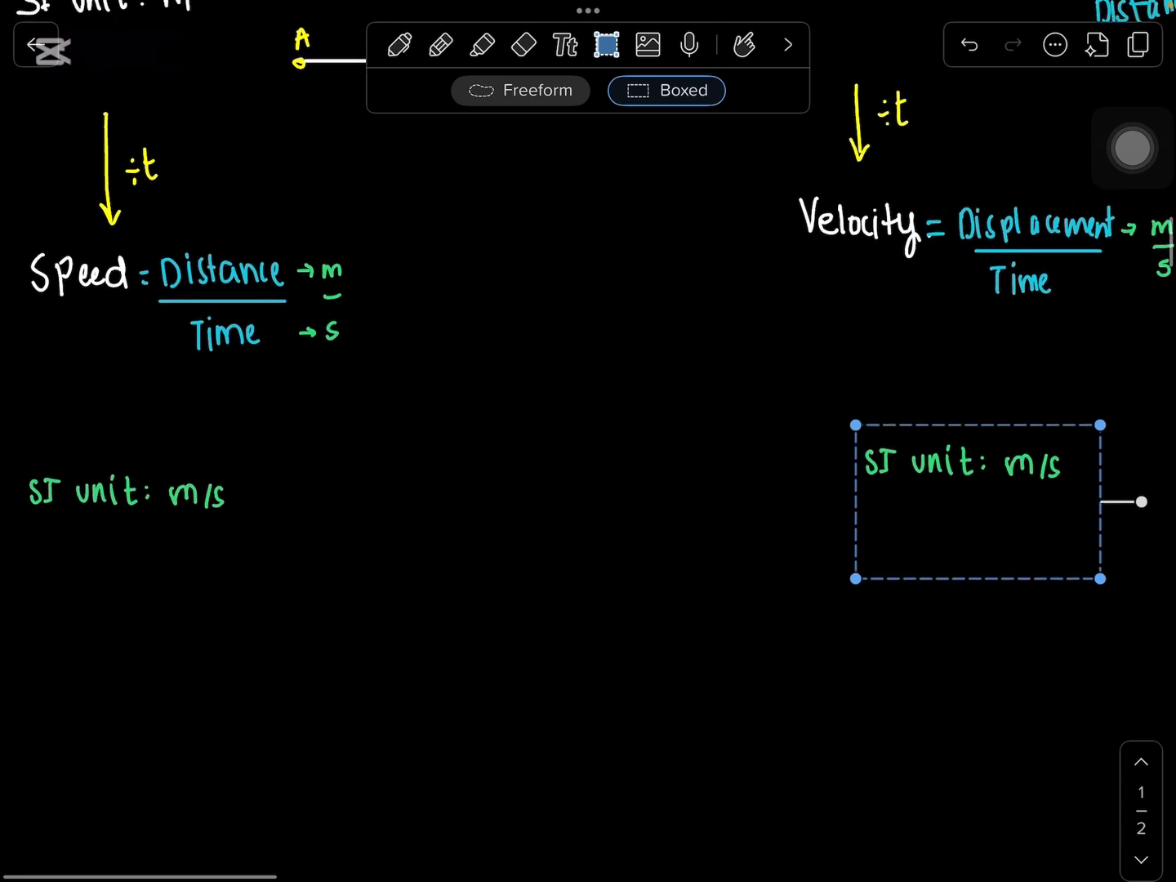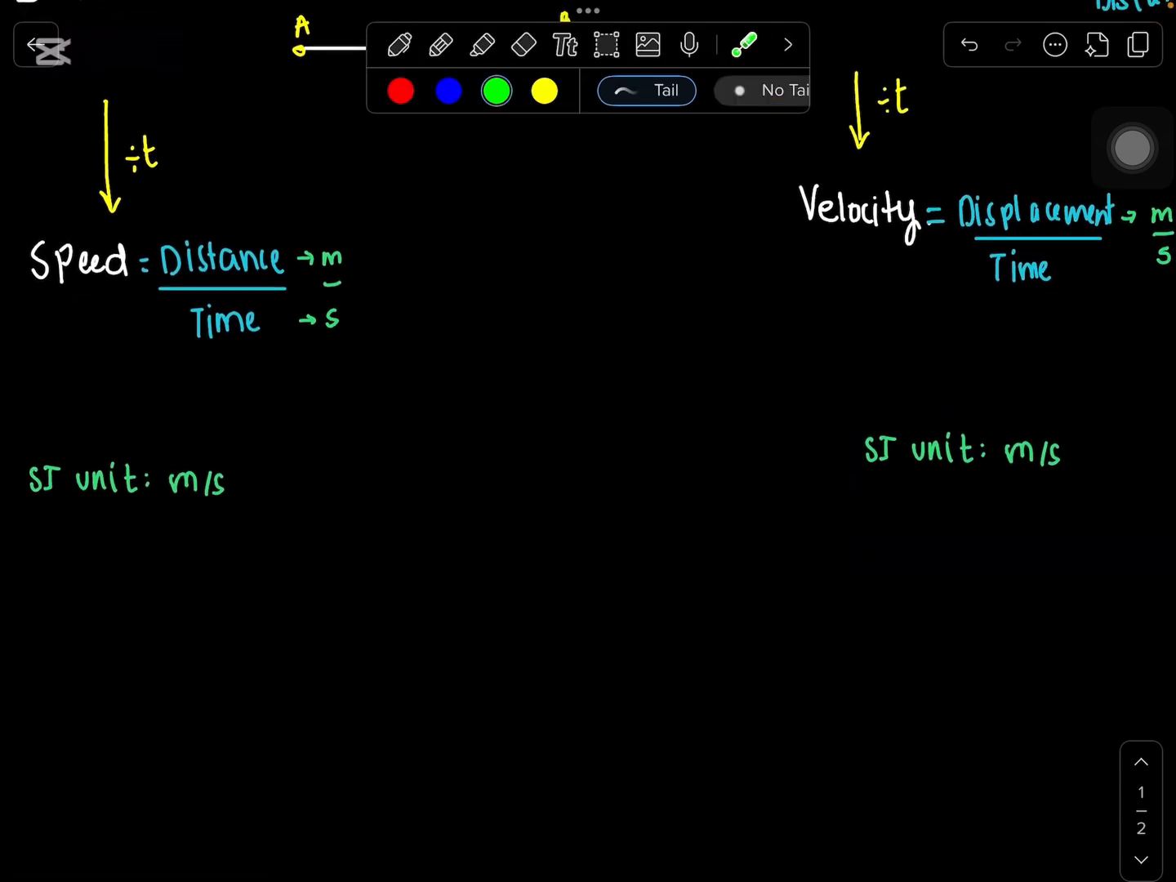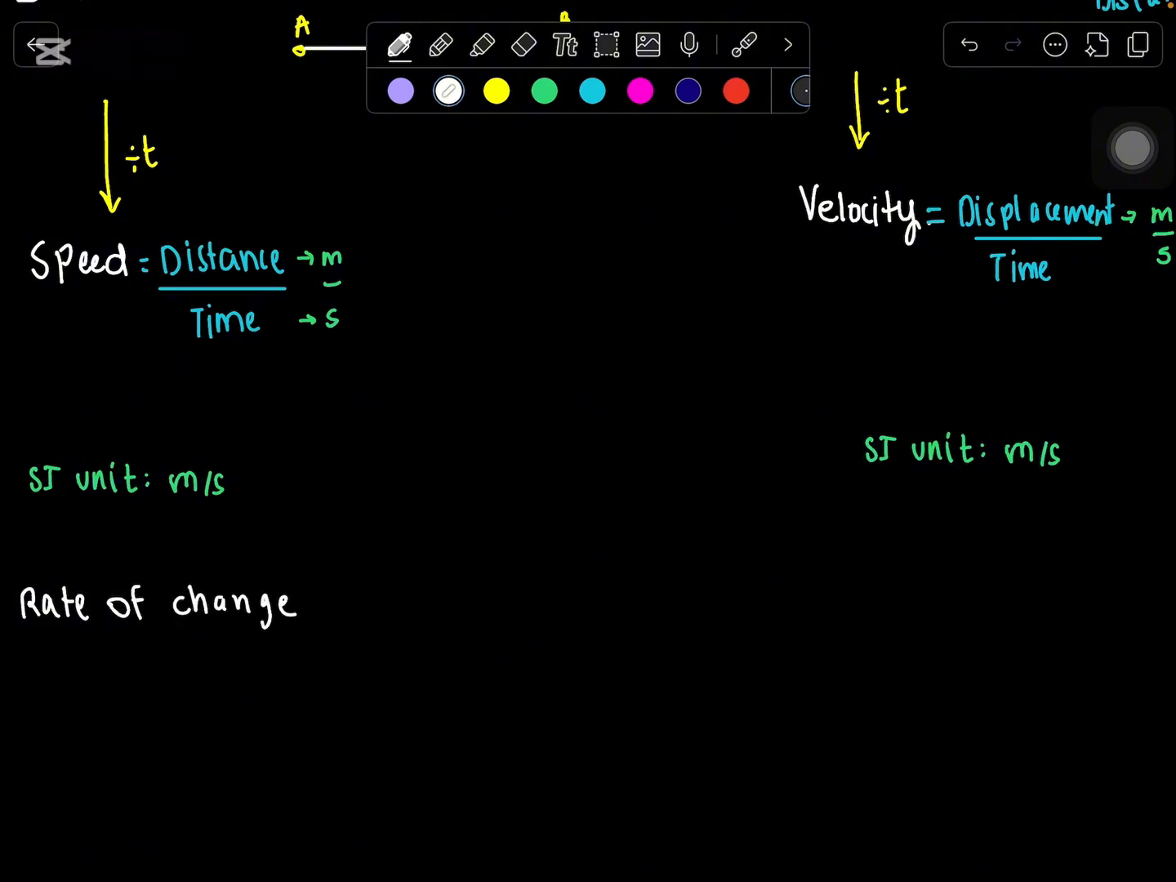Now, if you have to write this in words, like if you have to write a definition, whenever you see something being divided by time, you can say rate of change of the thing that it's dividing, which is distance. So whenever something's being divided by time, you can write the definition by using the word rate. Rate of change of distance, okay?